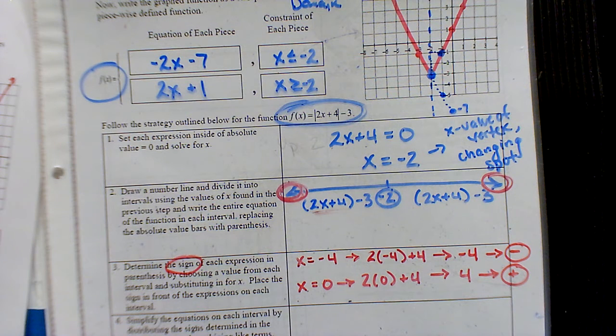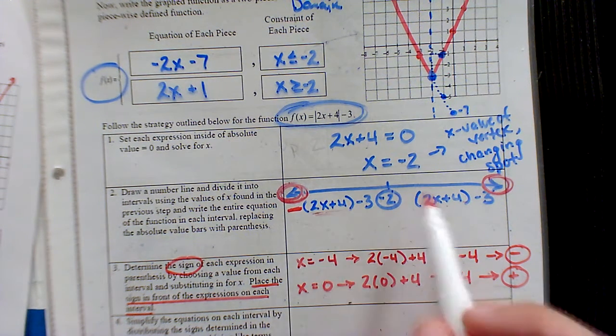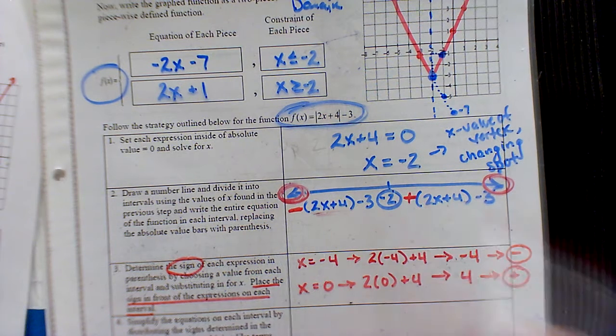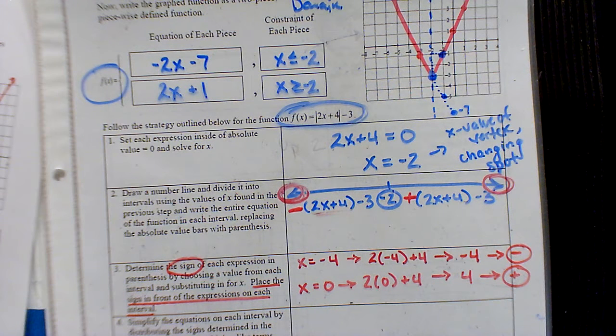Now that we know the signs, we're going to place the sign in front of the expression on each interval. Back to our number line up here, we said that the 2x plus 4 was negative on the first interval, but it was positive on the second.